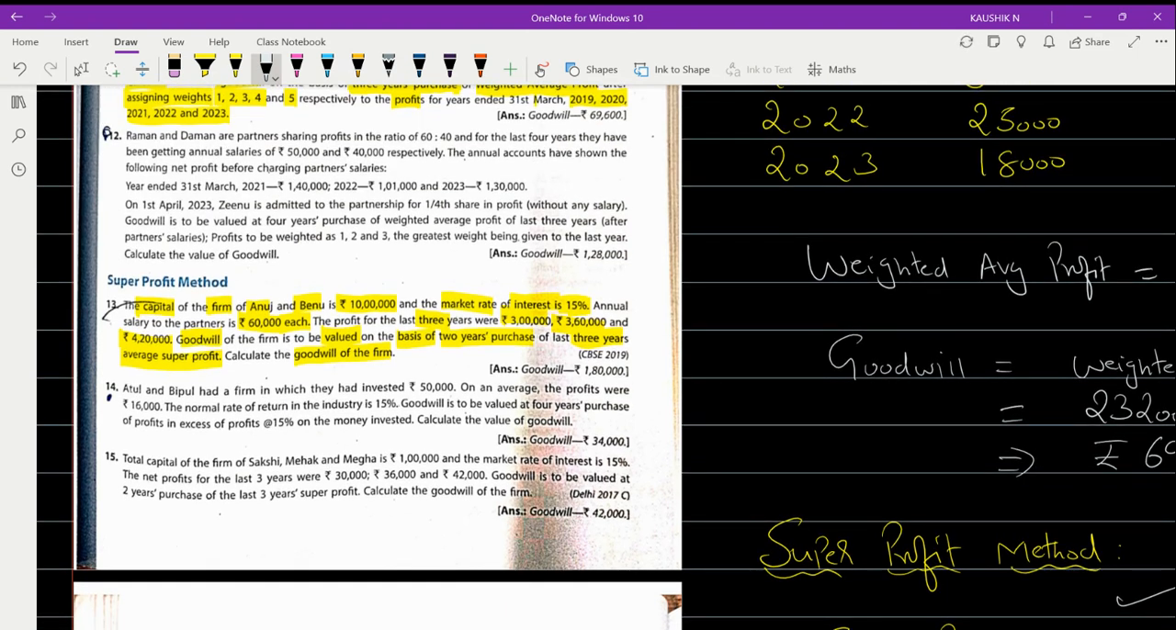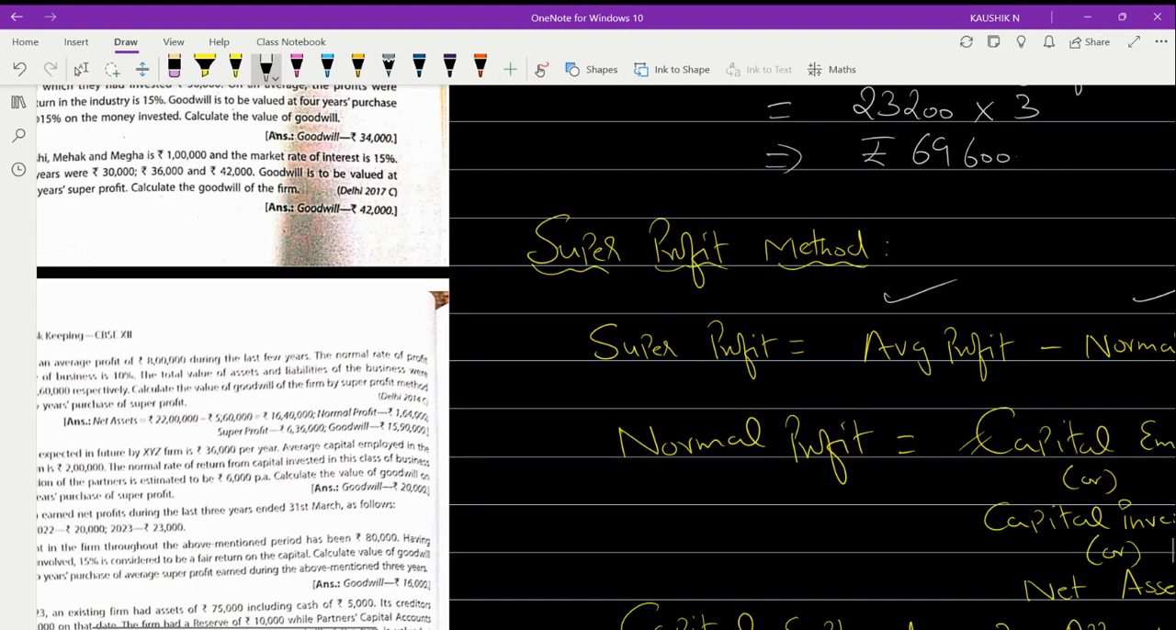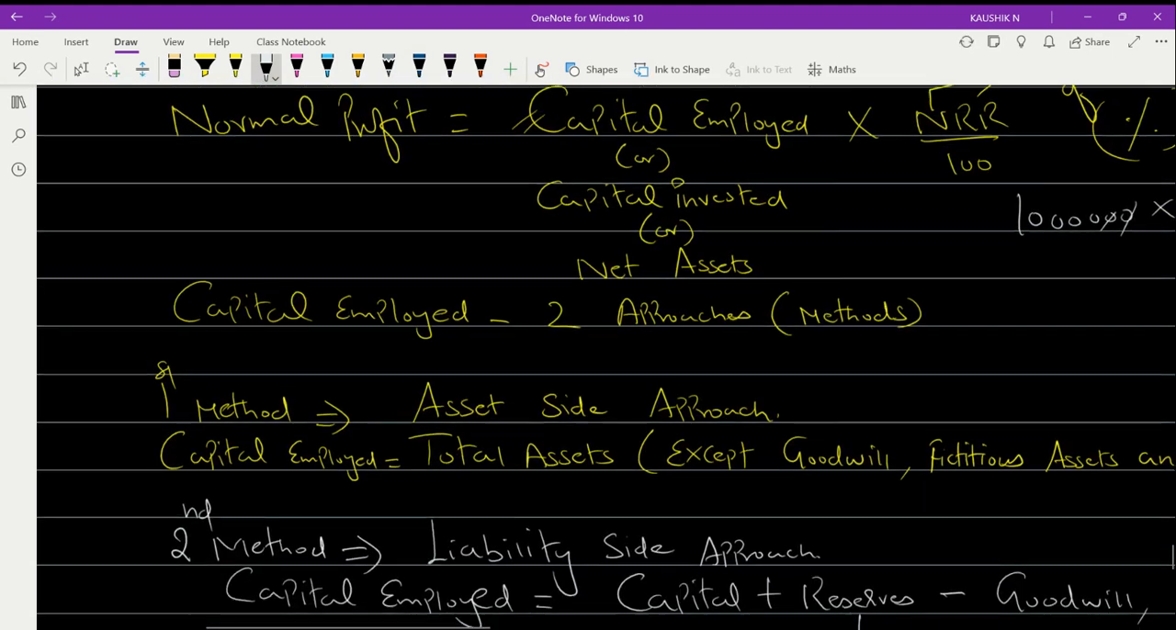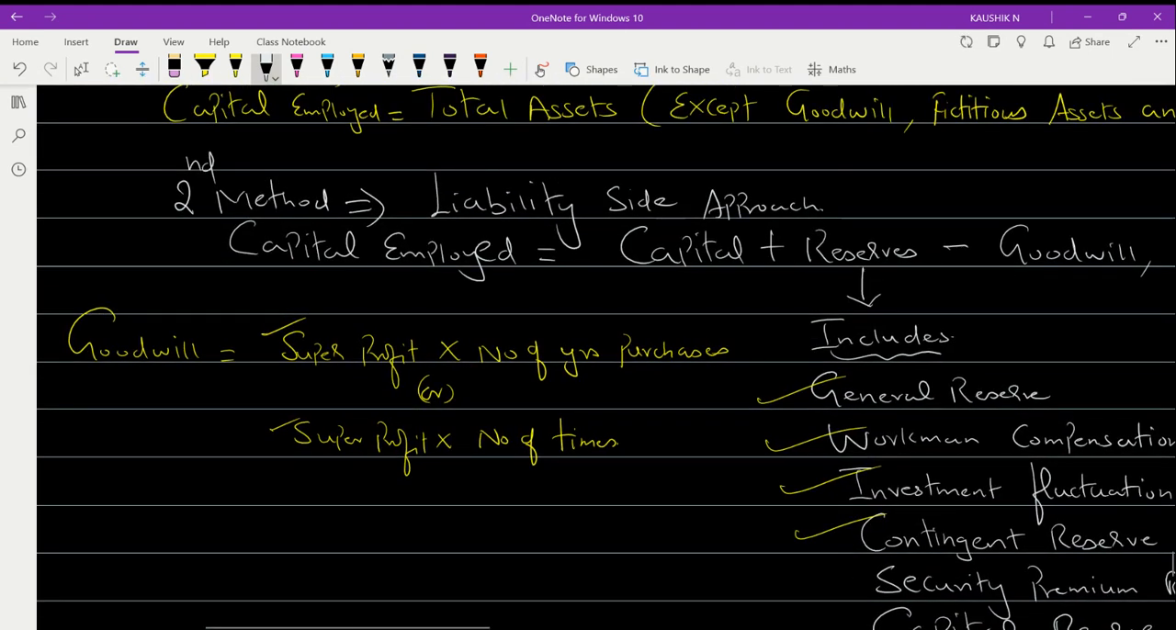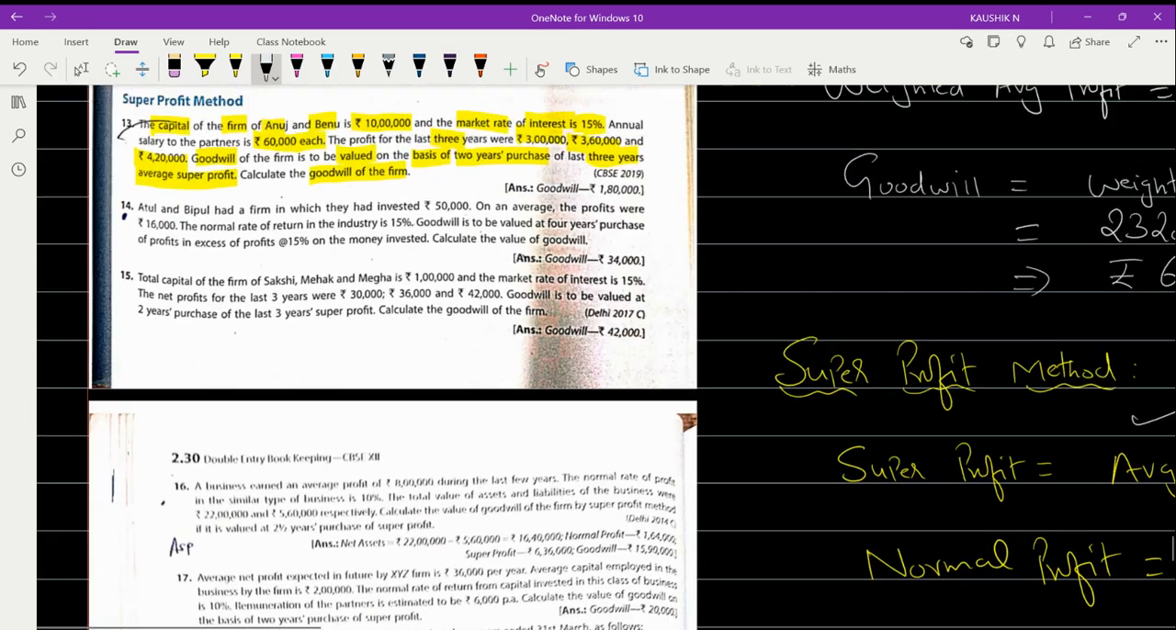Goodwill of the firm is valued on the basis of 2 years purchases. So now I have to go for the goodwill calculation. They have given the number of years purchases. The super profit value I got is 90,000 into 2 years purchases. How much will be the value? 90,000 into 2 will give me rupees 1 lakh 80,000.